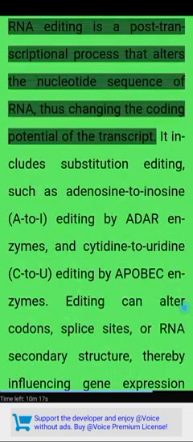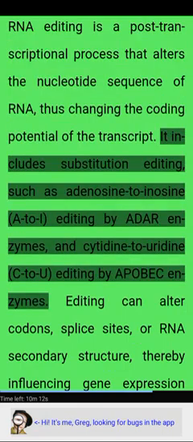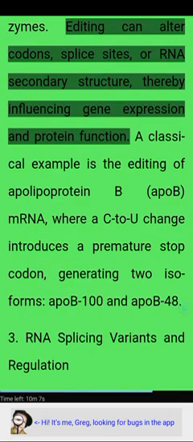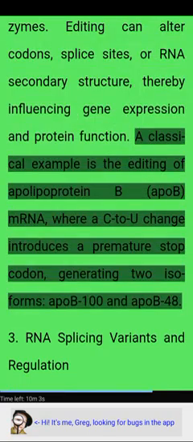2. RNA editing. RNA editing is a post-transcriptional process that alters the nucleotide sequence of RNA, thus changing the coding potential of the transcript. It includes substitution editing, such as adenosine to inosine, A to I editing by ADAR enzymes, and cytidine to uridine, C to U editing by APOBEC enzymes. Editing can alter codons, splice sites, or RNA secondary structure, thereby influencing gene expression and protein function. A classical example is the editing of apolipoprotein B, ApoB mRNA, where a C to U change introduces a premature stop codon, generating two isoforms, ApoB100 and ApoB48.